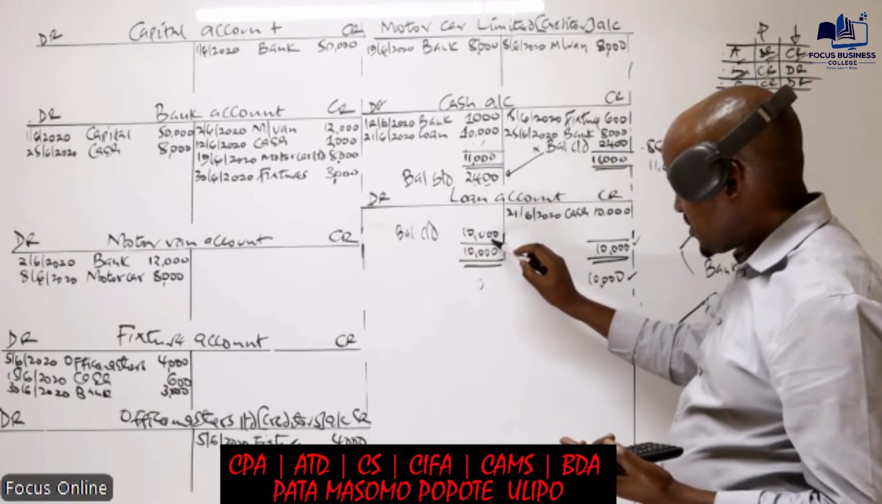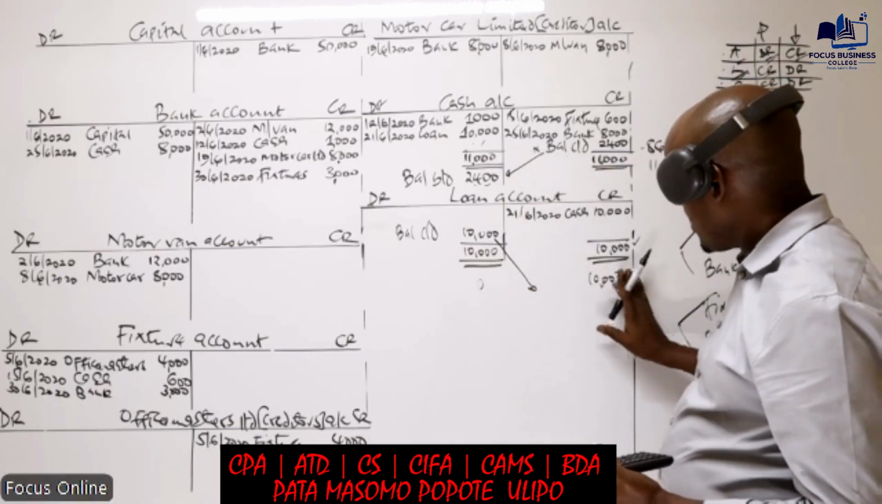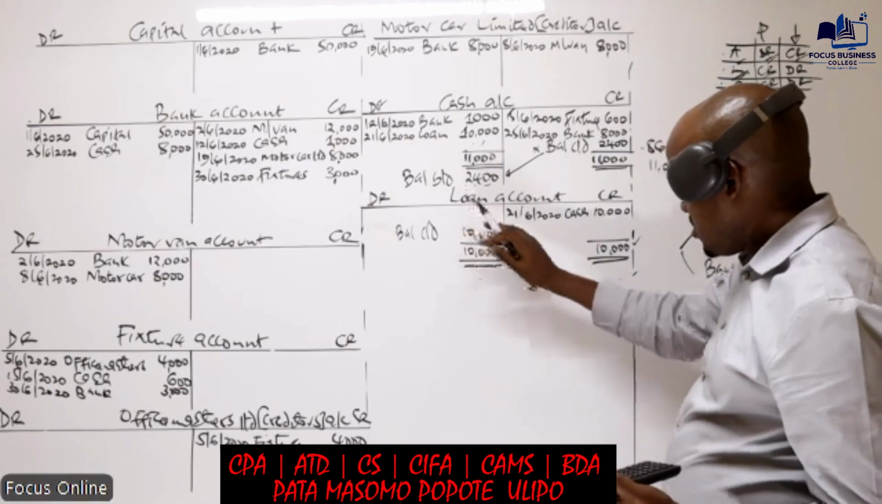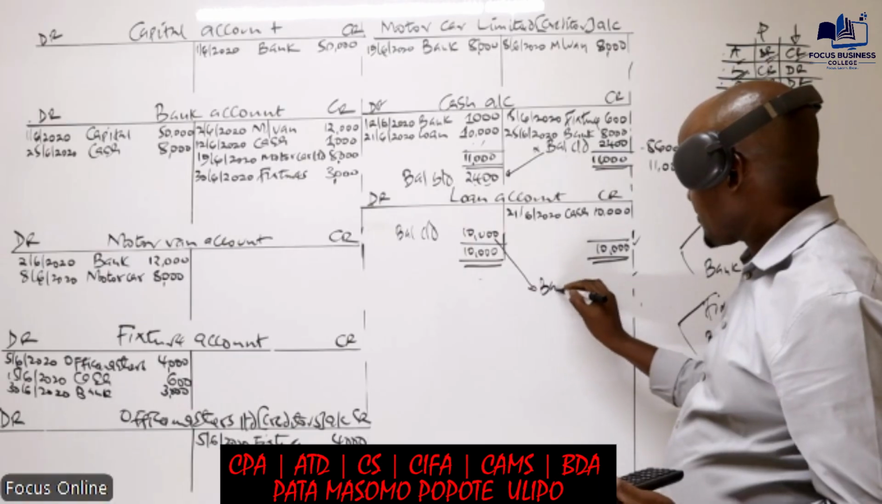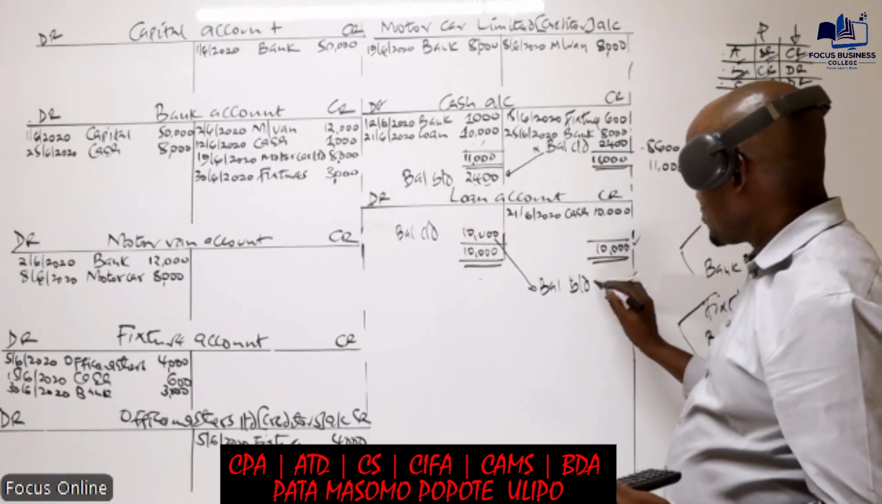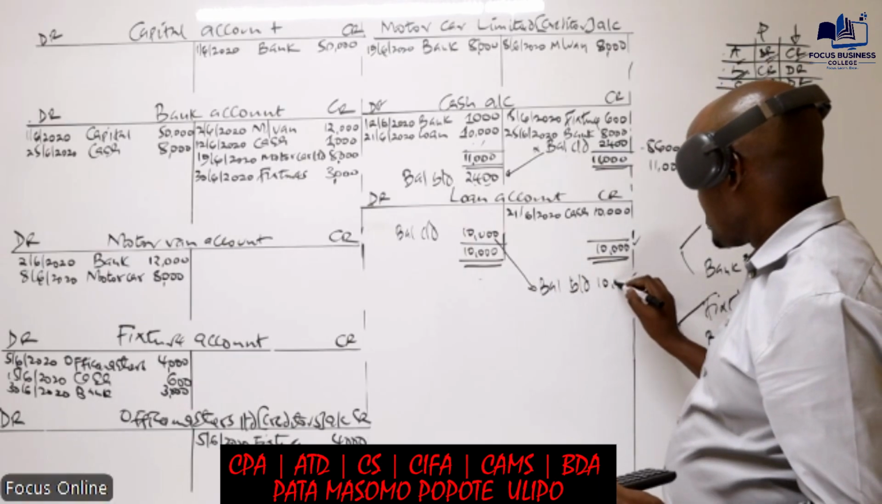The same case, for example, this one. We bring it down on the direct opposite side. It will be on this side and also below our totals there. This will be balance brought down, 10,000.